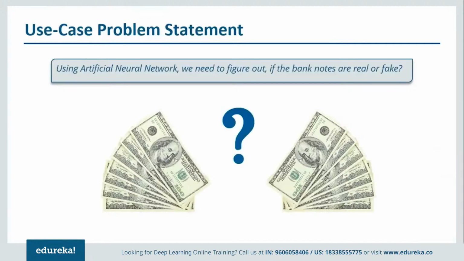So this is the problem statement, guys. We need to figure out if the banknotes are real or fake, and for that we'll be using artificial neural networks. And obviously we need some sort of data in order to train our network. So let us see how the data set looks like.